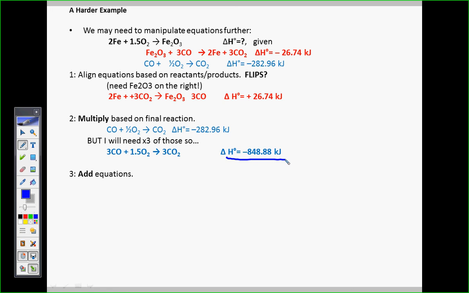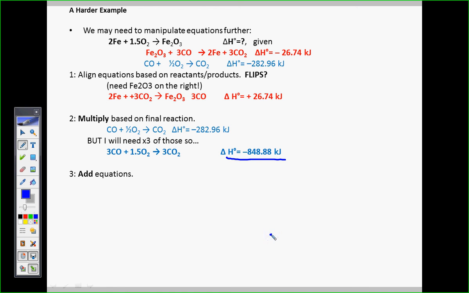You'll have to go the other way, like divide, at times. I might have to divide sometimes. I could divide. They never really give that to you, but it is absolutely possible. Okay, and now I'm anticipating that the carbon dioxides and carbon monoxides are going to cancel out, and I'll have my iron on the correct side and my iron oxide on the correct side.